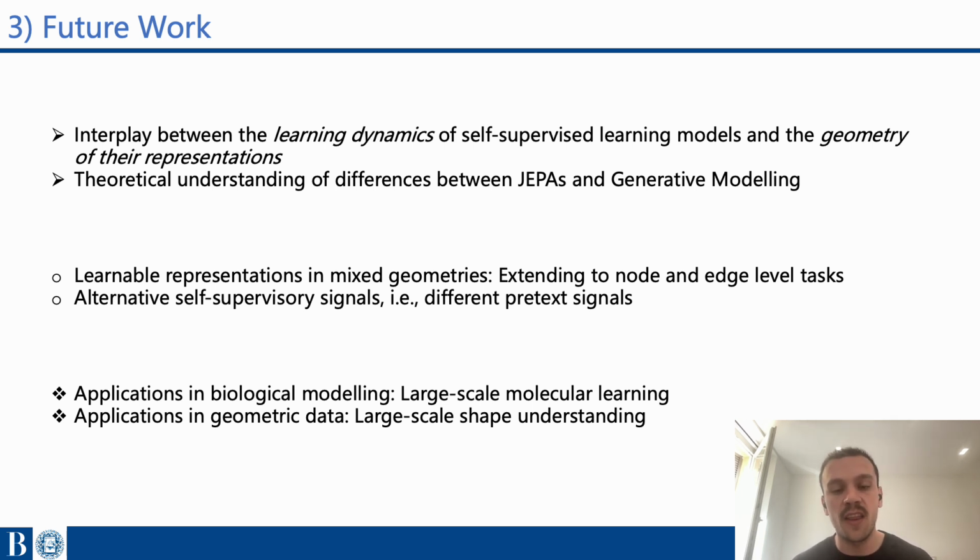Then in terms of modeling, I think learning representations in mixed geometries is also a very interesting direction. So, maybe having submanifolds of different curvature. That is because maybe hyperbolic representations work very well for node level tasks, but not so well for graph level tasks, or the other way around, and so on and so forth. And finally, for applications, I think due to the scaling potential of Graph-JEPA, it could be interesting to see how it would perform in large-scale molecular learning or also large-scale shape understanding, given that usually when you go to scale, they can become computationally pretty demanding.